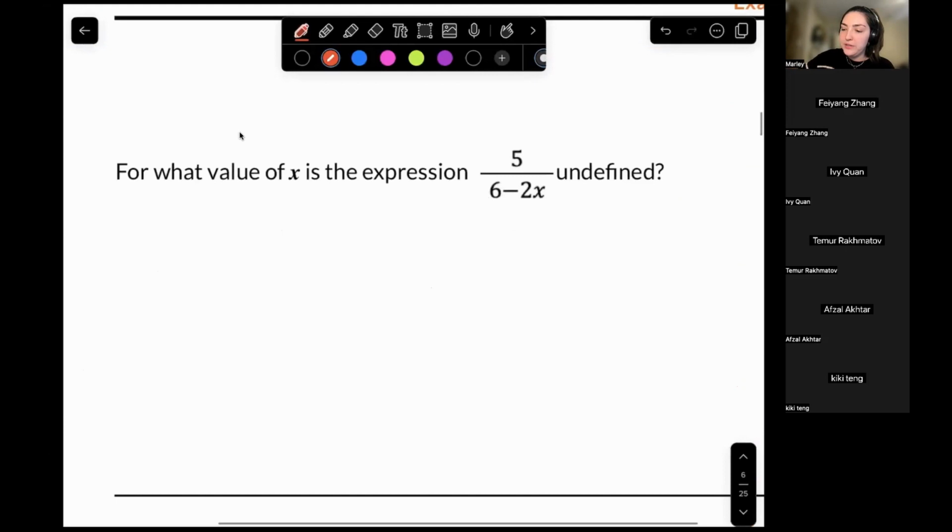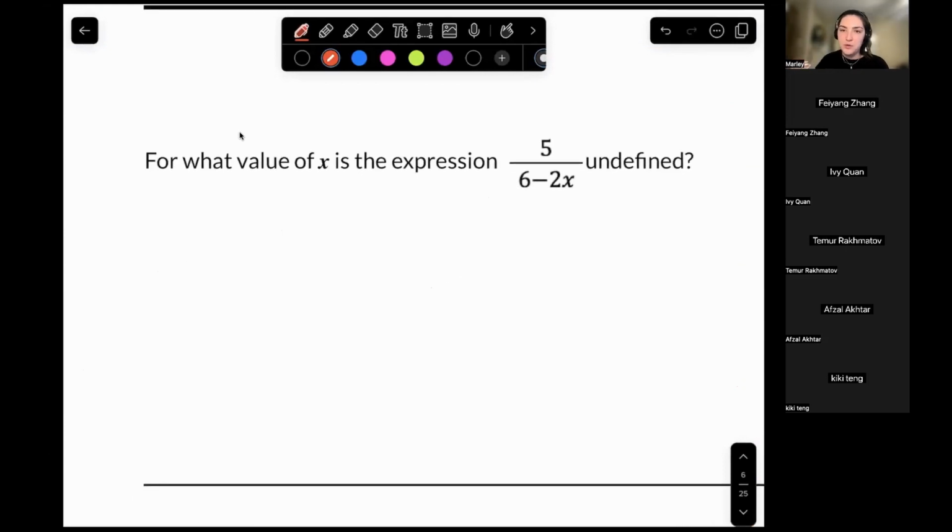This one I just want to quickly talk about because I want to get to more of the questions that are towards the end. For what value of x is the expression 5 over 6 minus 2x undefined? Like what makes an expression undefined? Okay, I'm getting some answers that are correct.